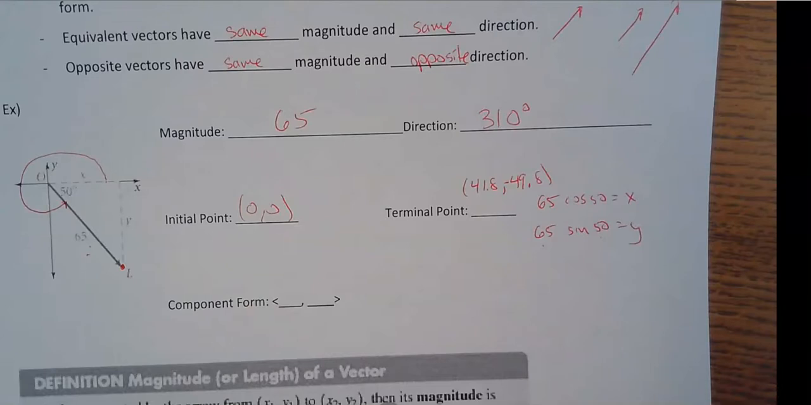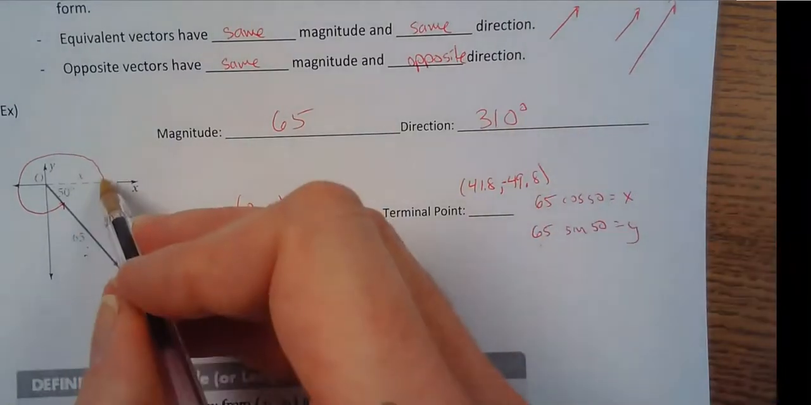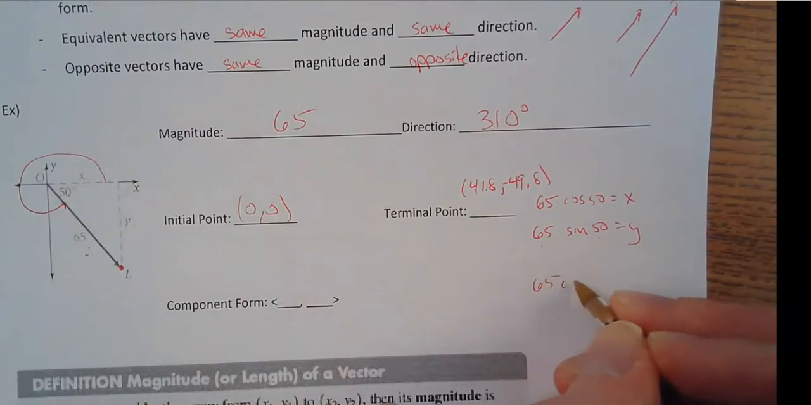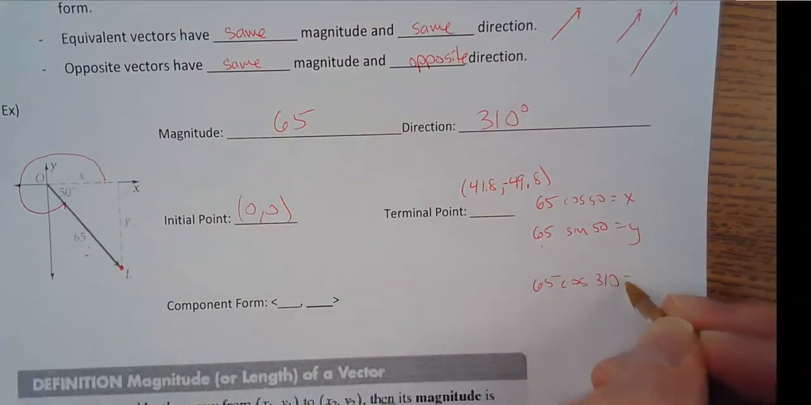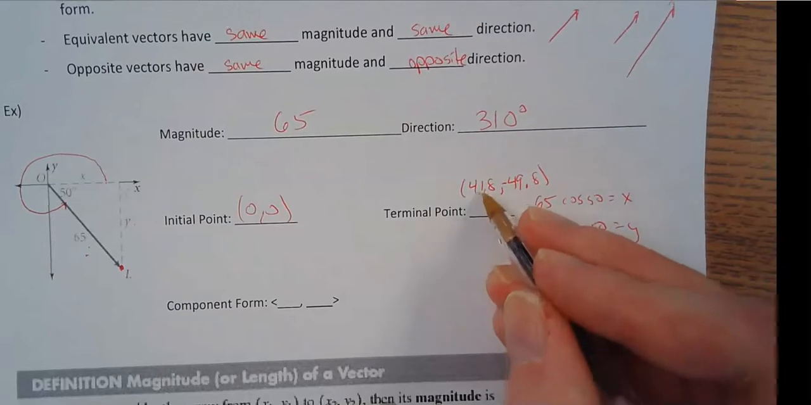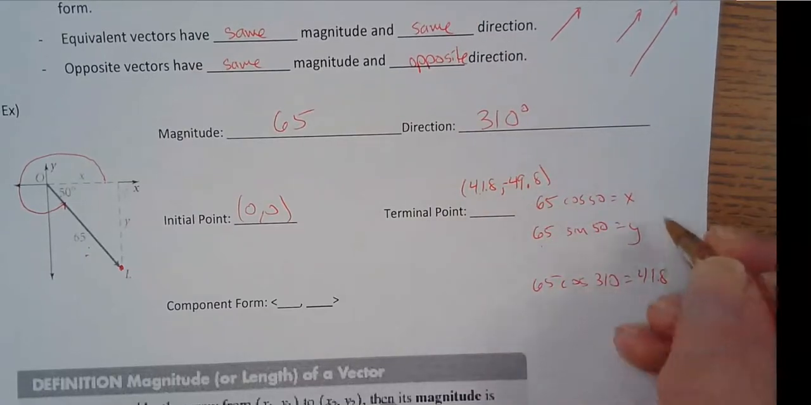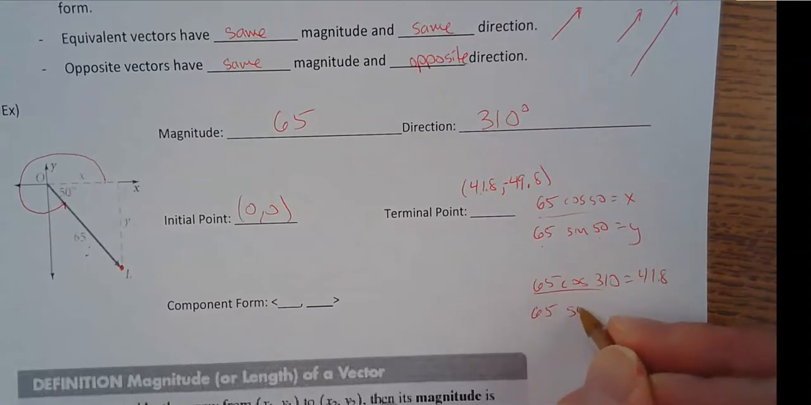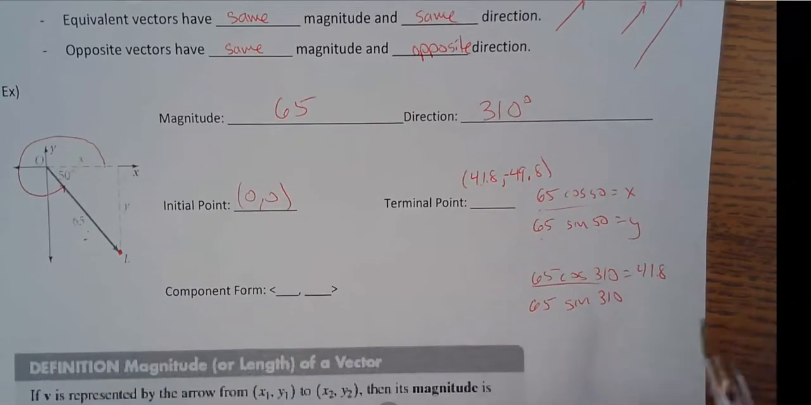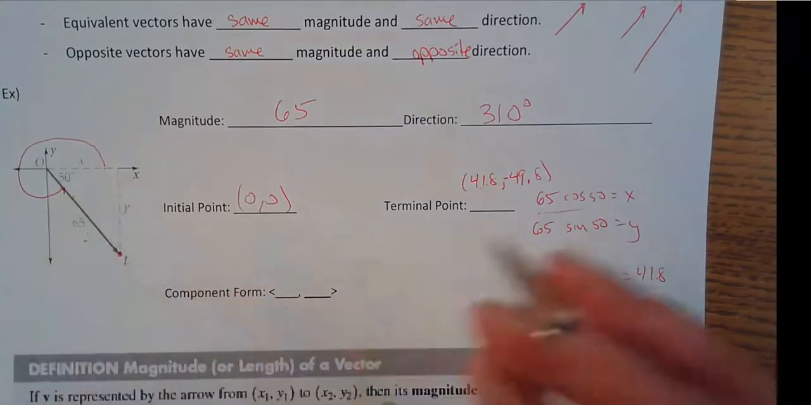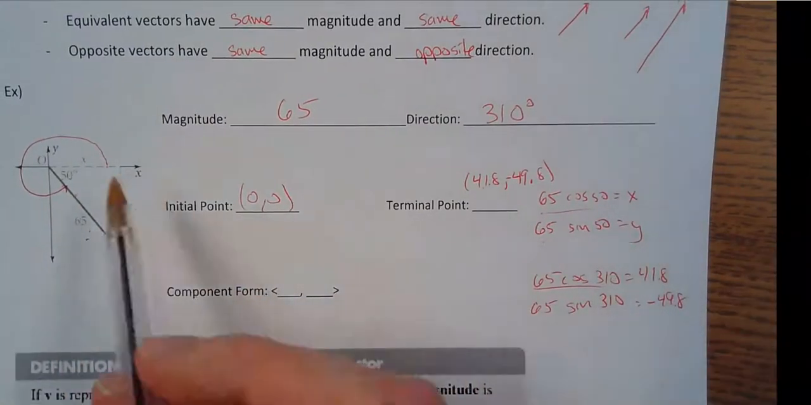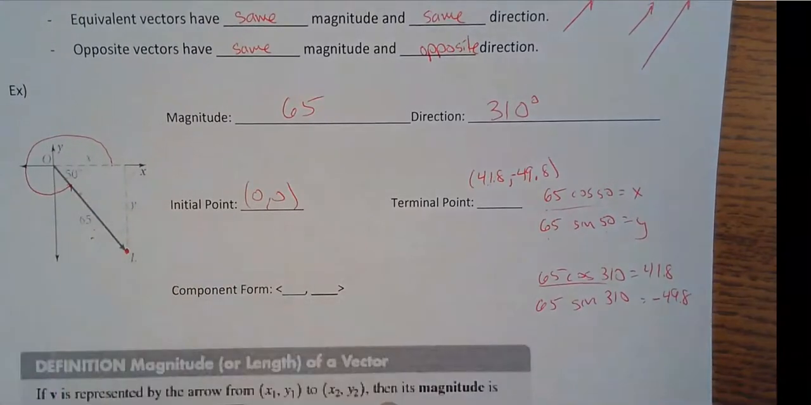Now, one shortcut on this, you could try this too. If I type in 65 cosine 310, it still gives me the 41.8. So it's the same thing as this. So these would be the same. But if you type in 65 sine of 310, the calculator knows that 310 is down here. It gives you a negative. It'll give you a negative 49.8.